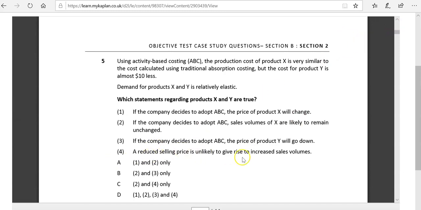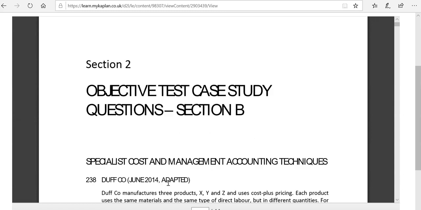So based on that cost, which we're told they use a cost markup method, then yes. A reduced selling price is unlikely to give rise to increased sales volumes. This is somewhat false, and I'm quite sure this is neither here nor there. Question 4, so the answer here, if you like, is B. These are your true answers. Cool, great stuff. So that's Duff question 238, and we'll carry on with the next questions.